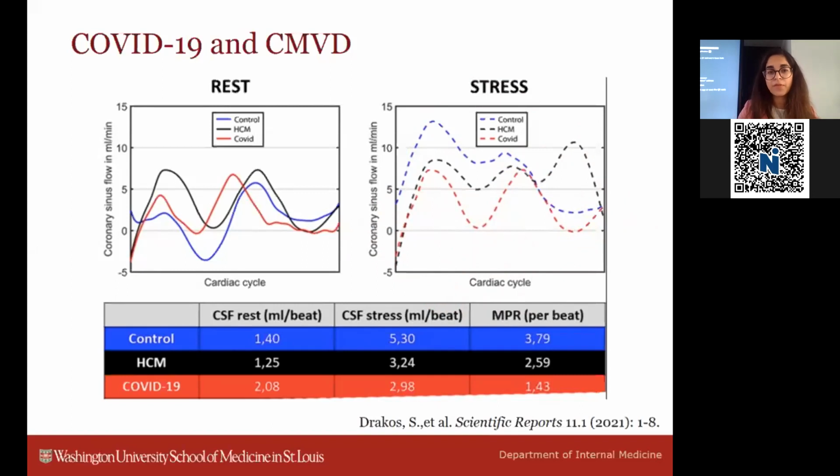And actually, when they followed people recovering from COVID, those who still had symptoms after several months, their recovery or freedom from symptoms was related to their coronary flow reserve and these curves. All of these studies were done by MR and they were completely non-invasive, which was pretty exciting.